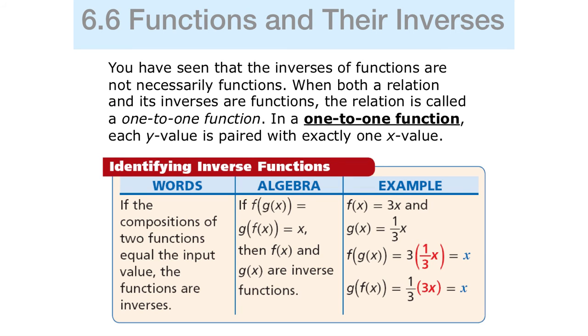So we just saw an example where the inverse was not a function. When both the function and its inverse are functions, that relation is called a one-to-one function. And in that term, that means that each y value is paired with exactly one x value. You can figure out if something is a one-to-one function by taking the composition of two functions, meaning you take a function of a function. So you're going to do, for example, f of g of x and g of f of x. And if they're both equal to just x, then it is a function.